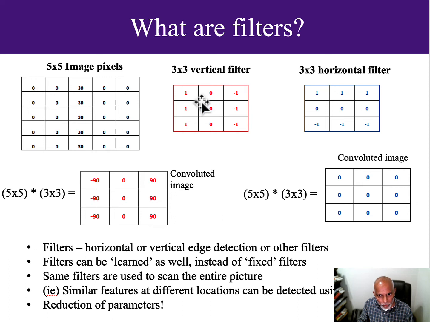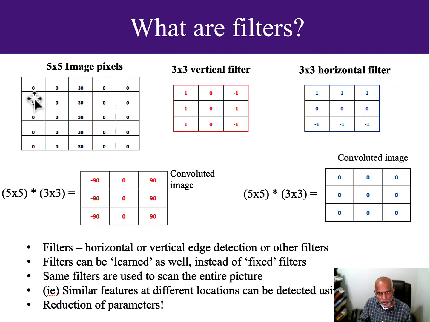Then you go down one step and start with these 3. Again, it will become 90, 0, 90, and then finally with these 3, minus 90, 0, 90 you will get. So the inner product of the convolutional 3 by 3 vertical filter on this one will become like this.